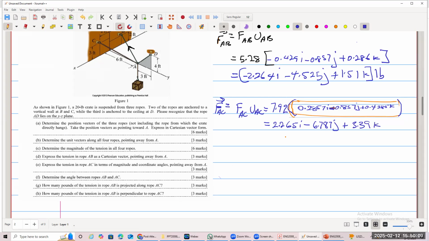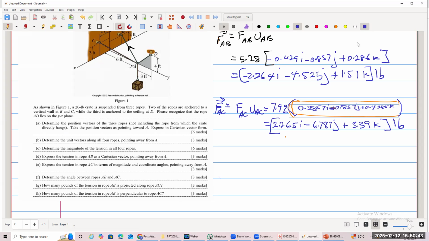3.339 K. All right, so that is your vector representation in Cartesian of the force. So now we have moved the force from the magnitude to a vector representation, and the vector representation is in Cartesian vector form. Is that clear? Yes, it's in Cartesian vector form, but they also want something else from us.